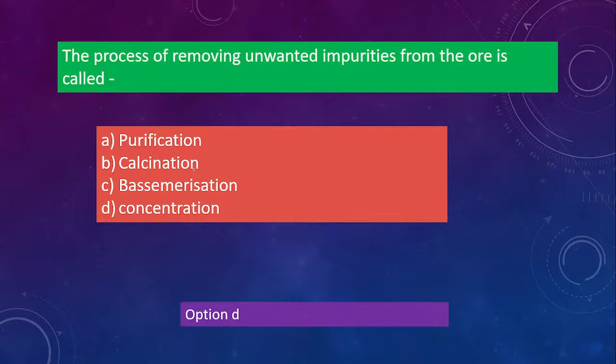Let's do the answer. So it is D. Good job. Option D is the correct answer. Concentration. So if you have to remove unwanted impurities from the ore, that process is called concentration.